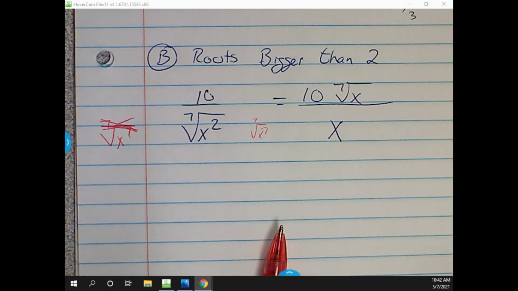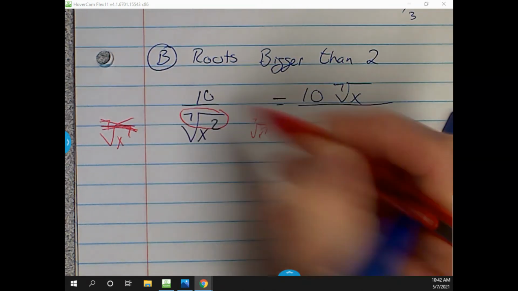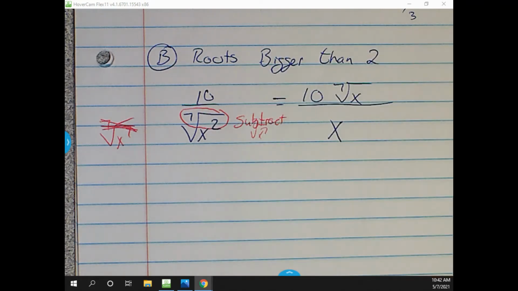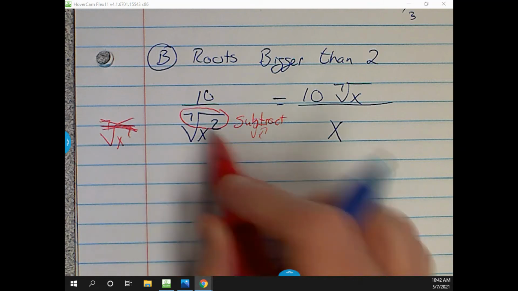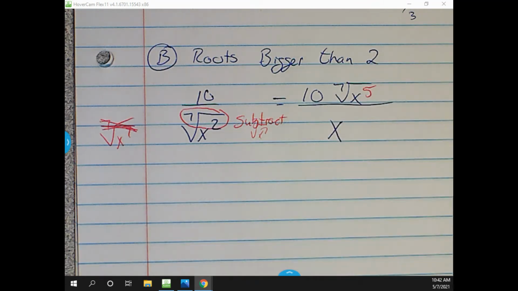All right, now here's what we're going to do on this. Here's the trick for this one. To figure out what we need to do, we're going to take these two numbers and you're going to subtract. 7 minus 2 is 5, and when you subtract, you put that number inside right here.